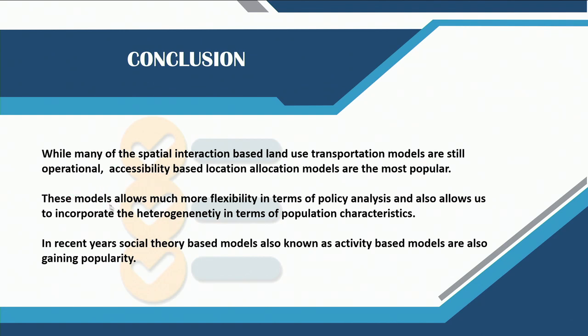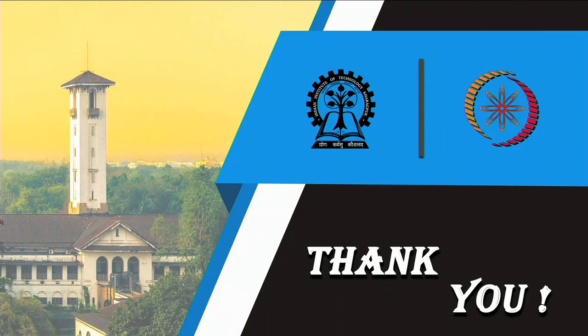These models also allow much more flexibility in terms of policy analysis, and allow us to incorporate heterogeneity in terms of population characteristics. And in recent years, social theory based models, also known as activity based models, are also gaining popularity. So that is how these different theories influence different land use transportation models, or the structure of land use transportation models in urban areas. Thank you.